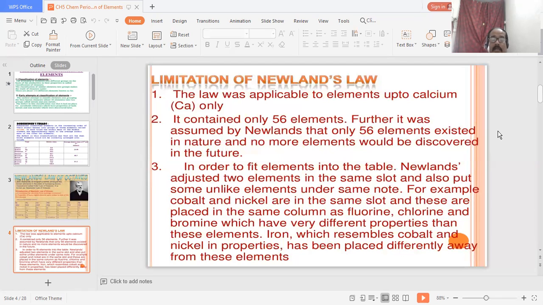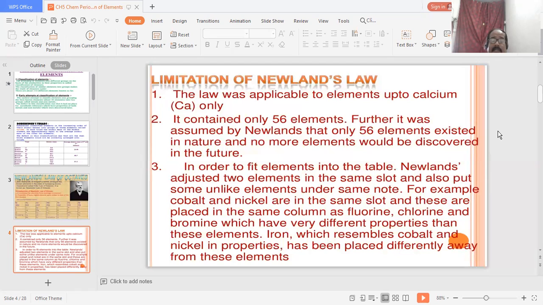Number one, the law was applicable to elements up to calcium only. That means only elements 1 to 20, the atomic numbers 1 to 20. Only for these elements is the law applicable, not after that, meaning atomic number 21 onwards.